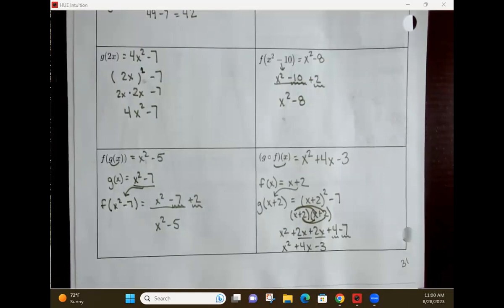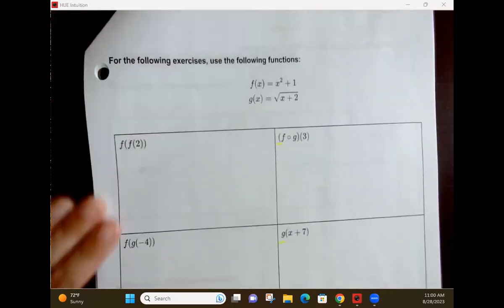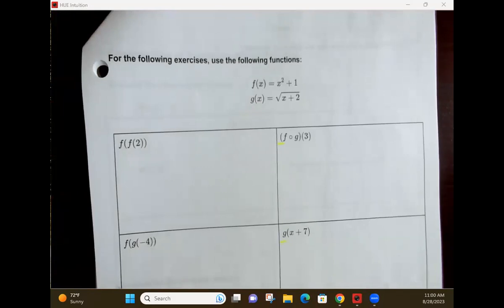Questions for me so far? On the next page, we're going to see some new functions, but we're going to work through some more together before I turn you loose. Okay. So on the next page, we've got a new f of x and a new g of x. We're going to start with some values, just like we did before.